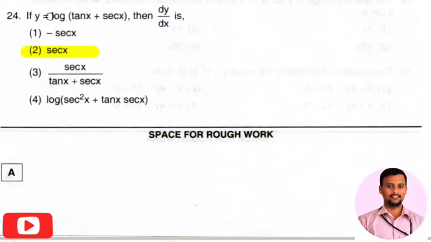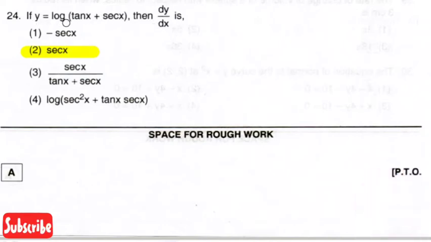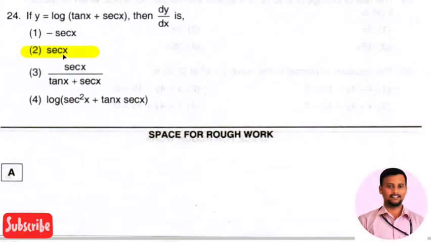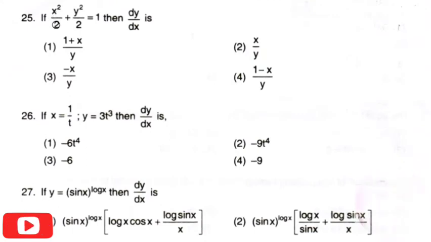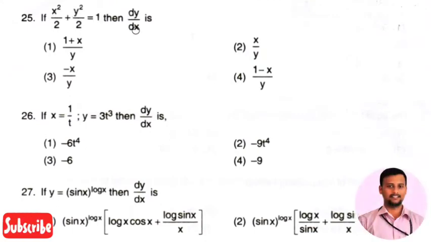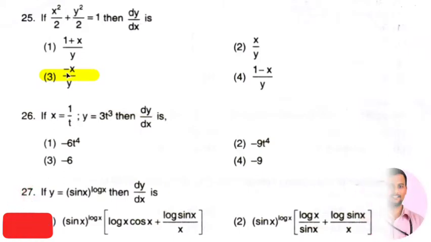That is, for y = log(tan x + sec x), the dy/dx for this equation will be sec x. And the next question is: if x²/2 + y²/2 = 1, then dy/dx is? The right answer is option 1, that is for x²/2 + y²/2 = 1, the dy/dx value will be -x/y.